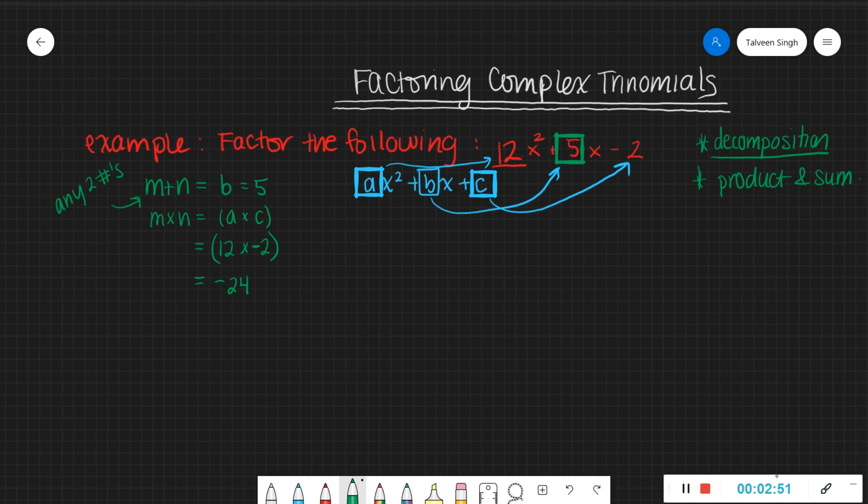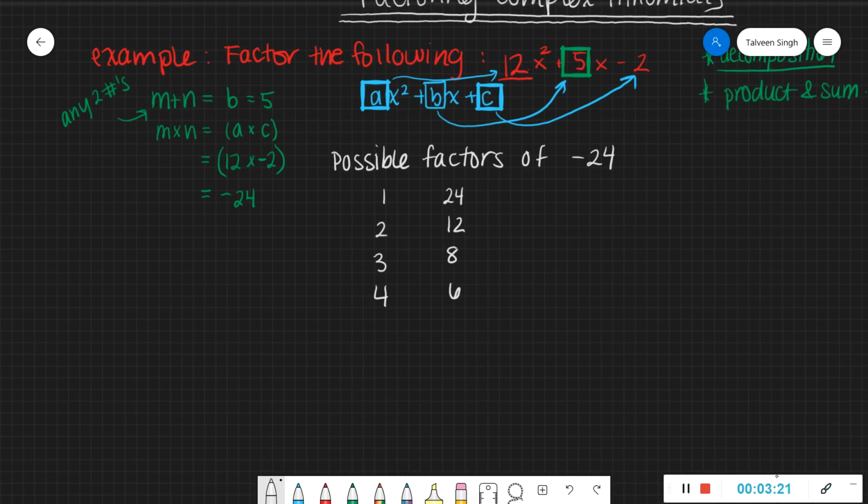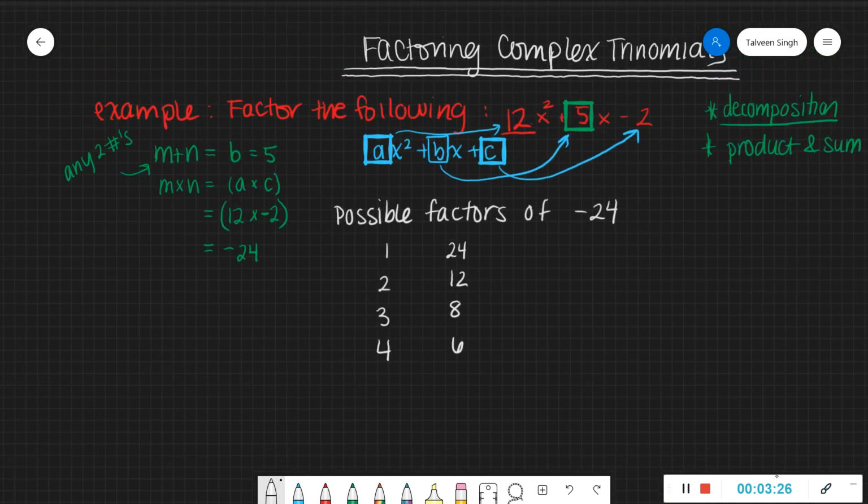So the best way to approach this is to just write all of the possible factors of negative 24. So I write them all out. If you can just eyeball this and see, then that's fine. So your possible factors always start with 1 and 24, 2 and 12, 3 and 8, 4 and 6, can't be divided by 5, and then you start repeating because then you do 6 and 4 and so on and so forth. So those are the factors, right?